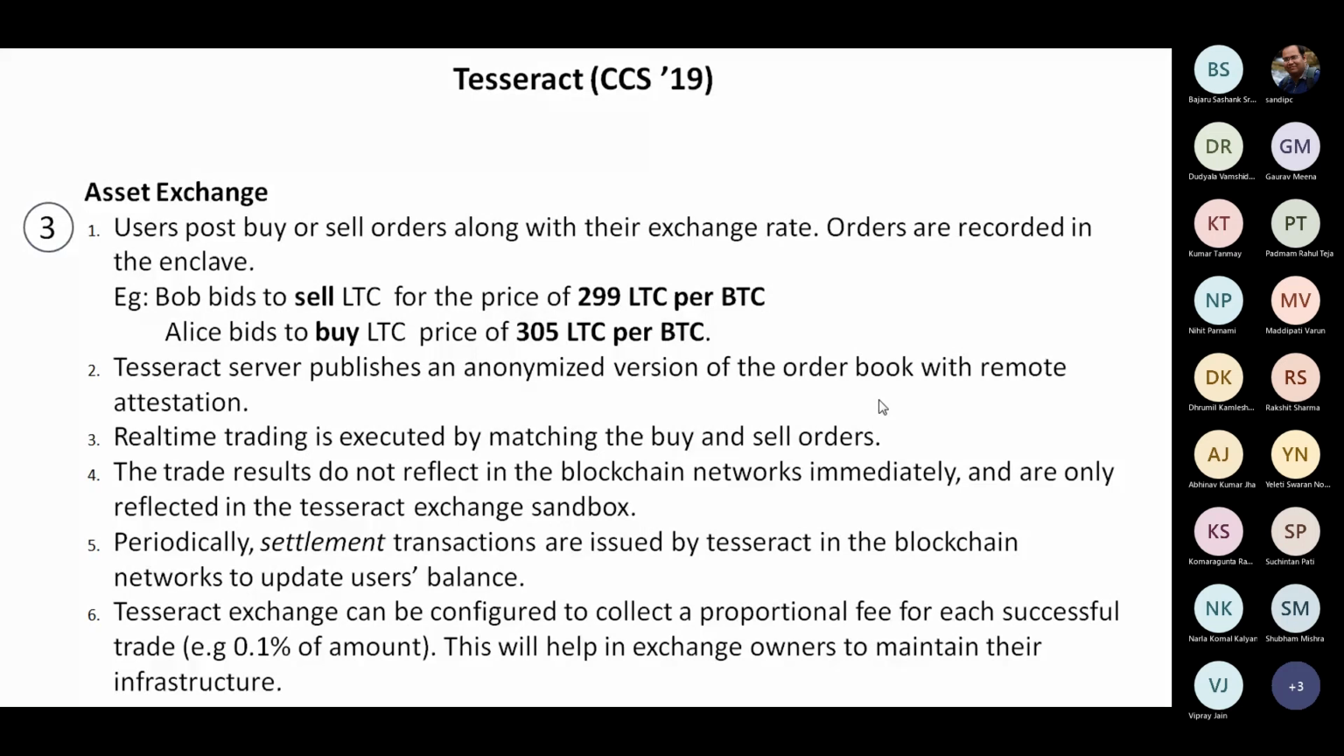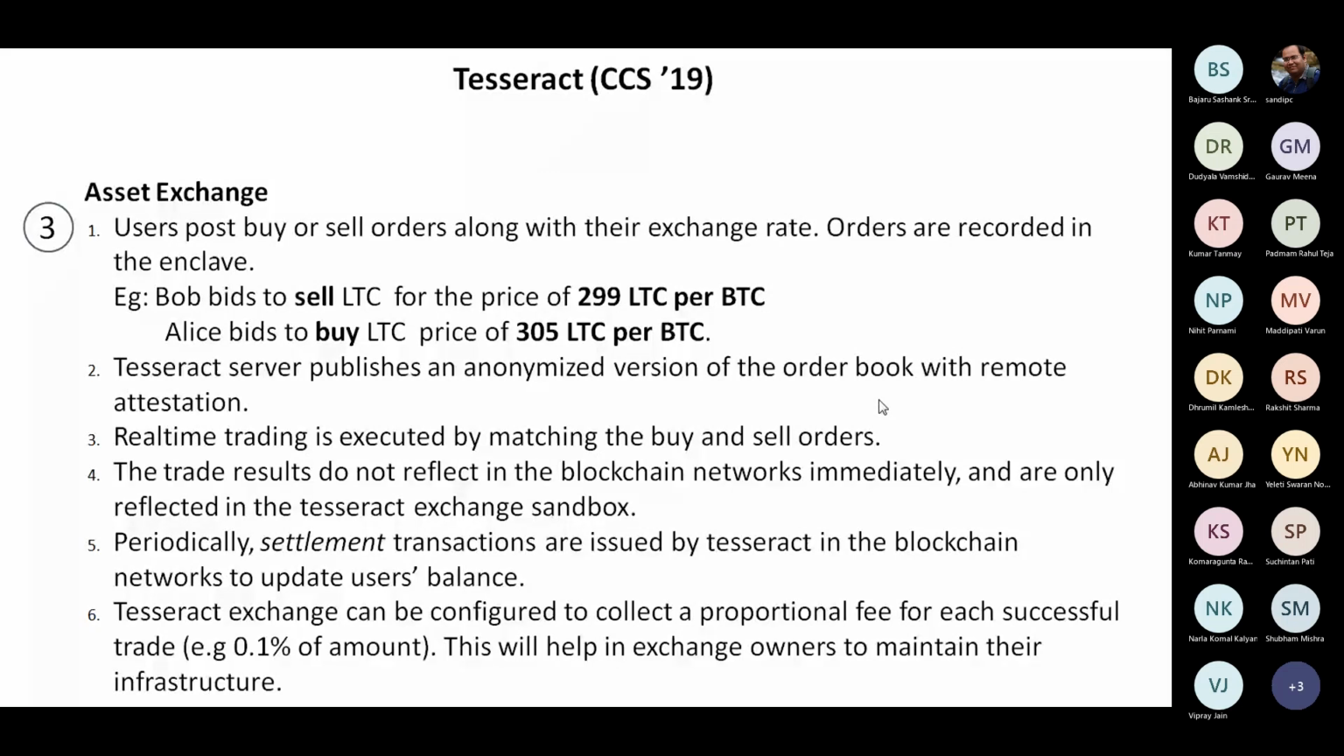And this is also important, because for every such transaction, if you try to write it to the blockchain, not only will it have to wait to be confirmed, but it will also increase the number of such transactions heavily in the individual network. So what it does is, periodically some settlement transactions are issued by Tesseract in the blockchain network to update users' balances.